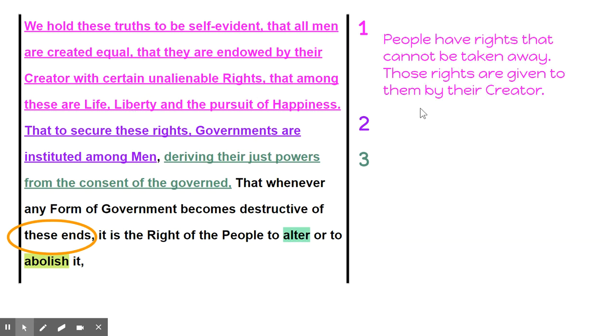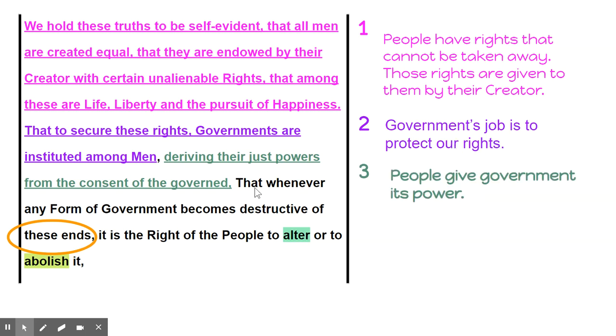So in 1, we learned that people have rights that cannot be taken away. Those rights are given to them by their creator. In chunk 2, we learned that government's job is to protect our rights. And in chunk 3, we learned that people give government its power. So government gets its power from the people. So all of these ideas I've just taken away earlier this week from this series.